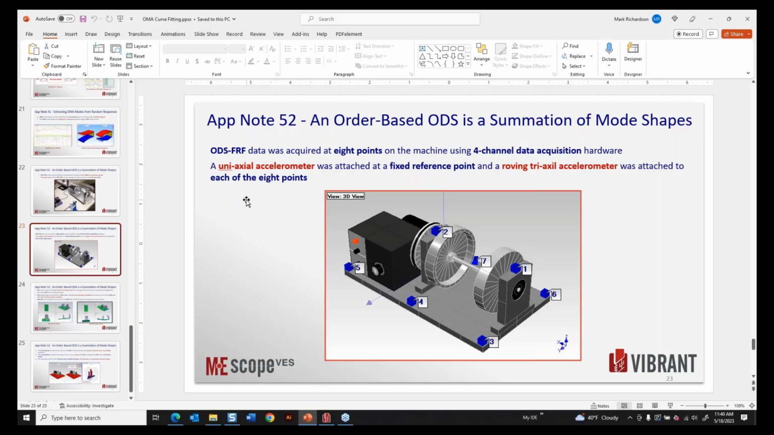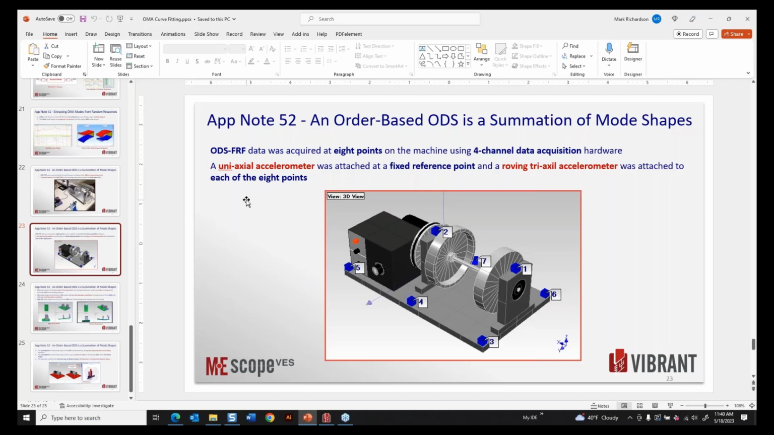This data can actually be taken not with an accelerometer on all 8 points and simultaneously acquired. That would require a 24-channel system. But if we use a reference, and that's how we compute ODS-FRFs and cross spectra, we can use a uniaxial accelerometer, and that can be anywhere on the test article. Doesn't matter, it's not important. What's important for the ODS is the DOFs of the roving accelerometer. In this case, a triaxial accelerometer that was attached to each point.